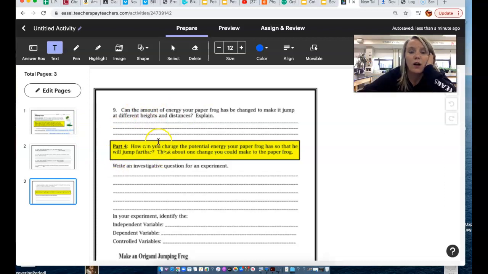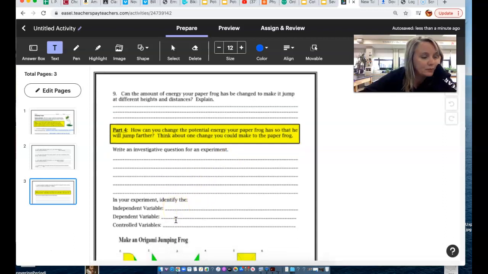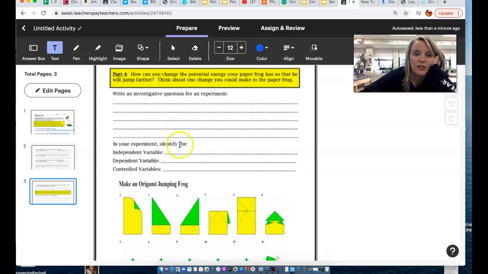Okay, number 4, how can you change the potential energy your paper frog has so he will jump further? Think about one change you could make to the paper frog. Think about that. All right. And as you're thinking about that, we'll talk about what in your experiment, it says identify the independent, dependent, and the controlled variables.